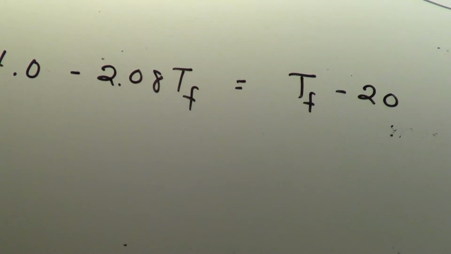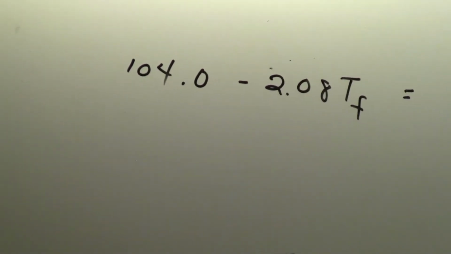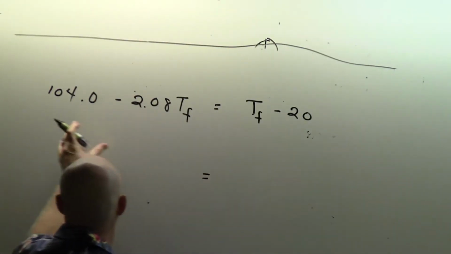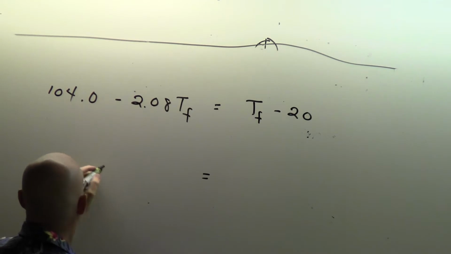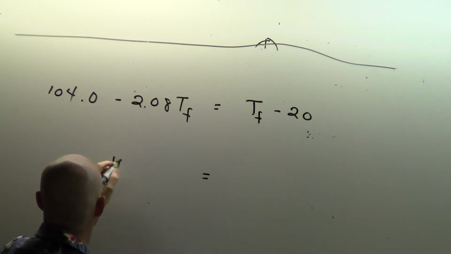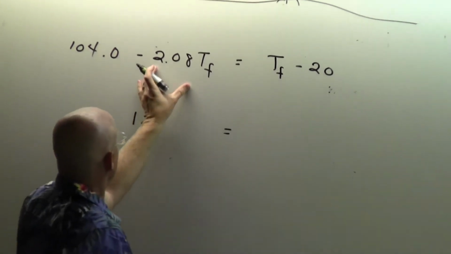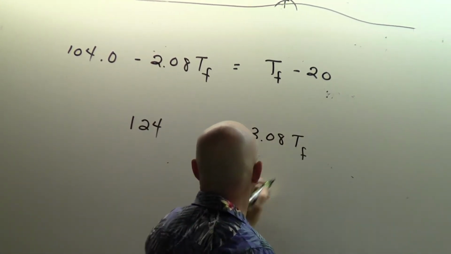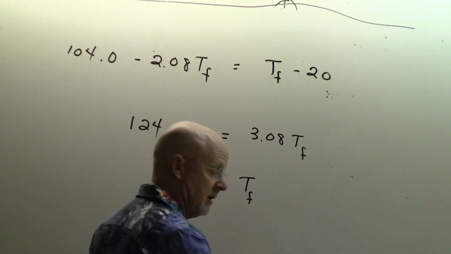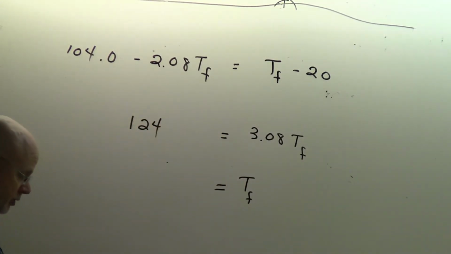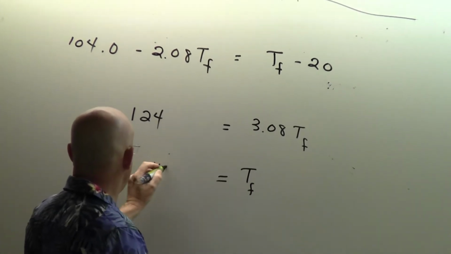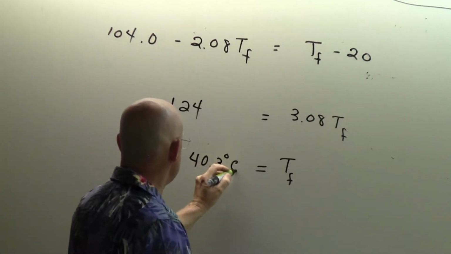There's quite a bit of math here, with the absolute values and the distributive property. And of course now I can move this over to here. So when I add 20 to this, this becomes 124. And when I bring this over to here, this becomes 3.08 for the final temperature. And then my last calculation here is 124 divided by 3.08, coming up to a final temperature of 40.3 degrees Celsius.